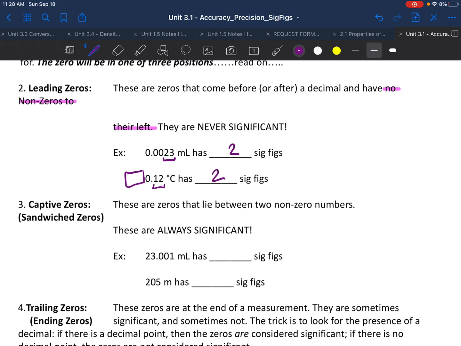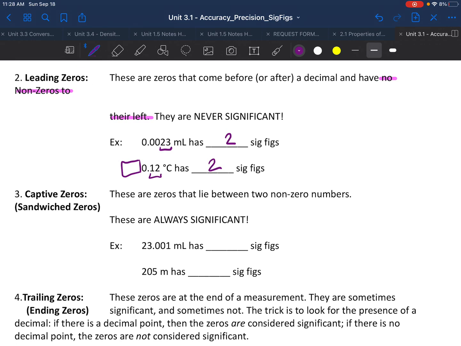Number 3 is a little bit easier here. We have what are called sandwich zeros. So if we have zeros that are sandwiched between numbers that are not 0, they have to be significant. So we have a total of 5 significant figures for this one. The one below, if we count every number there, because we have our 2 non-zeros sandwiching our 0, that is 3 significant figures.